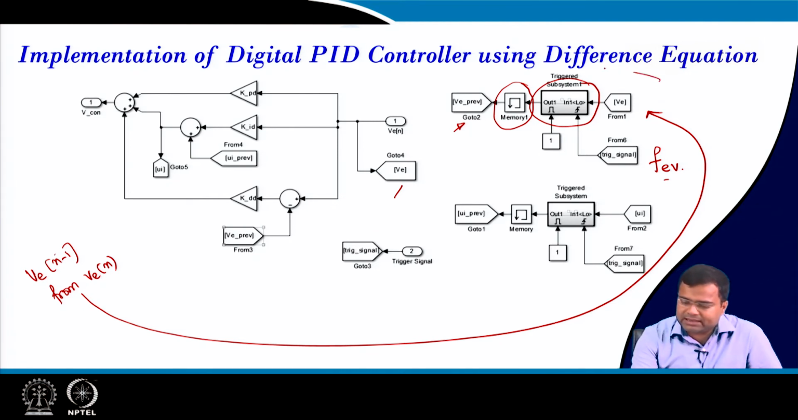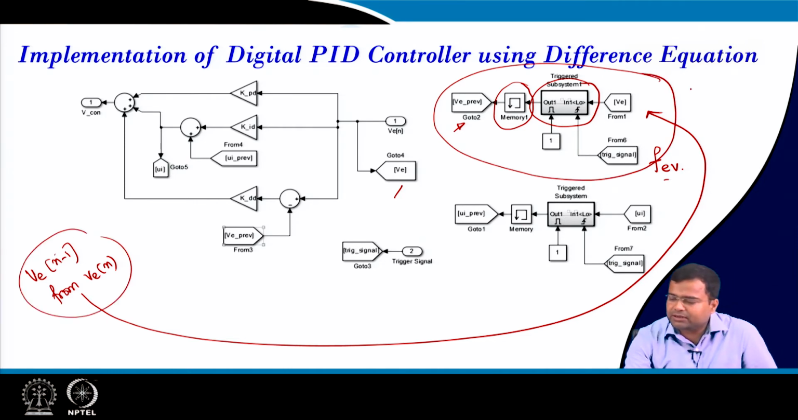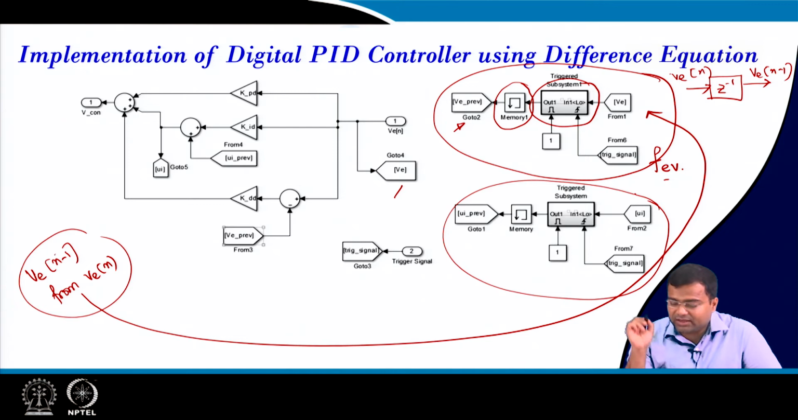I will go to the simulation. This block is to perform this particular operation. That means this block will generate just a Z inverse Ven, and it will generate Ven minus 1. What is this block? This block will generate Uin, and if it passes through this block, then it will generate Uin minus 1.